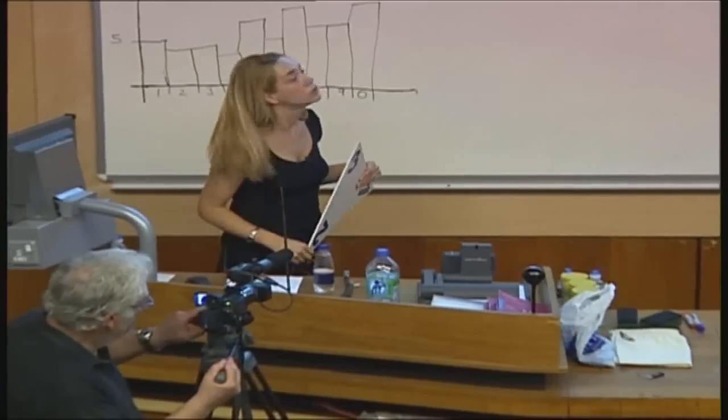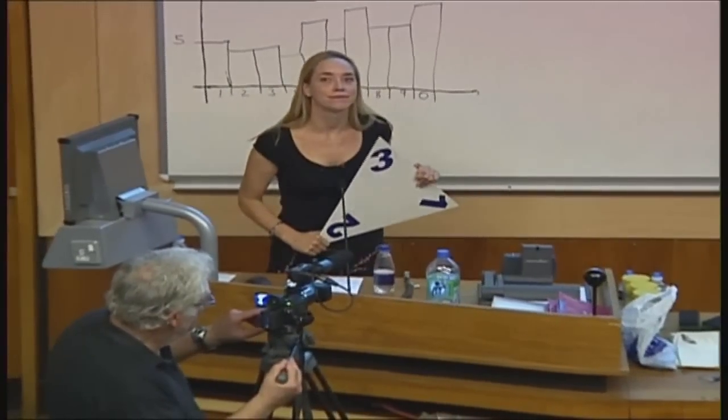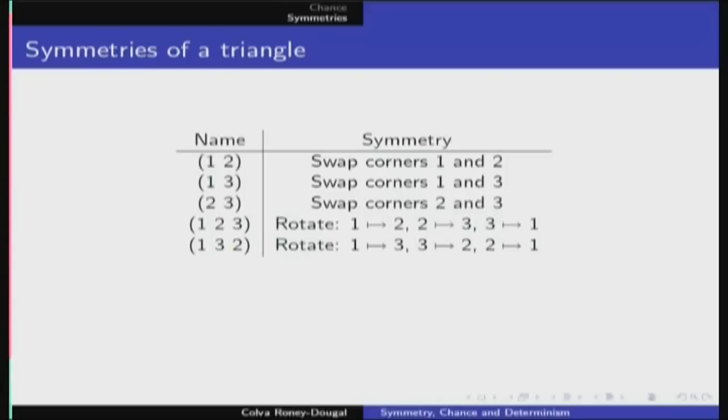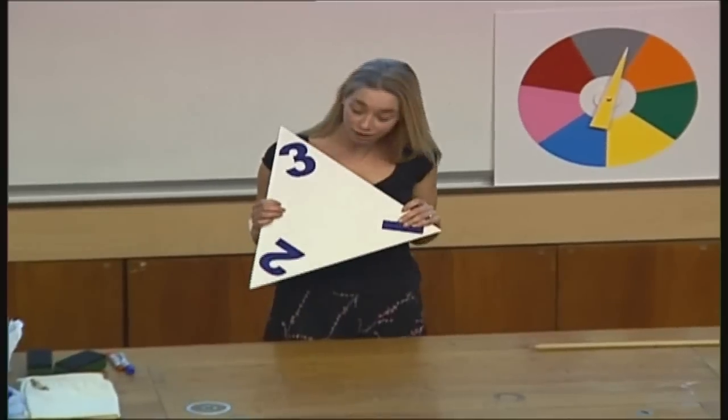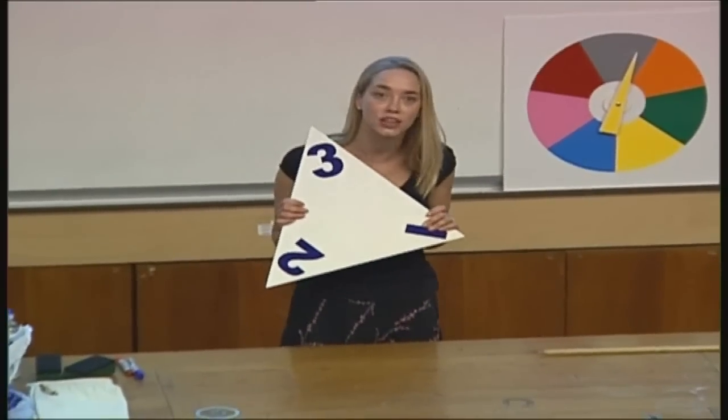OK, what's missing? I've only got 5 symmetries there. I've been insufficiently lazy is what's missing. I need to remember that there's a symmetry that just consists of going, it's my triangle. I'm not doing anything at all to it.